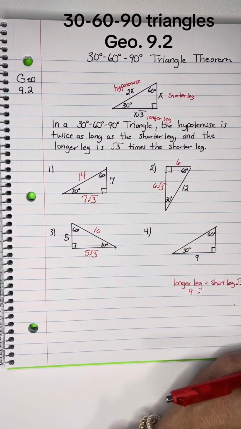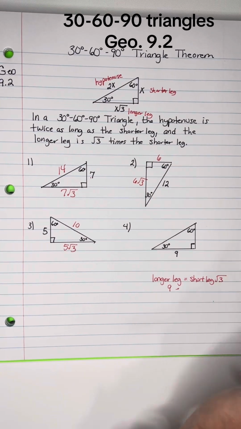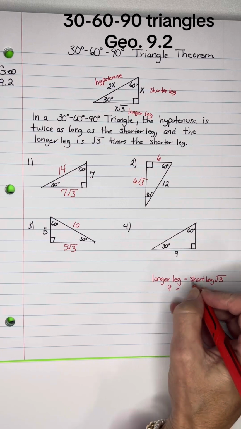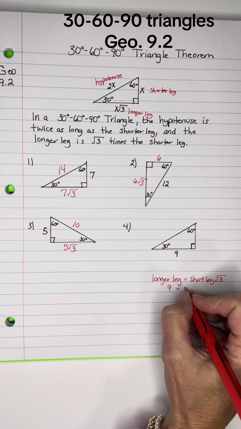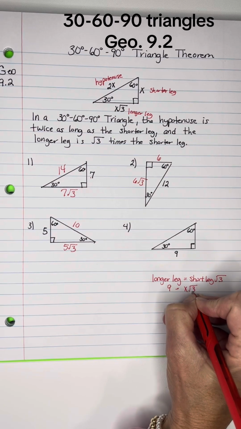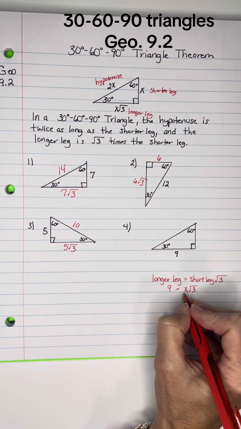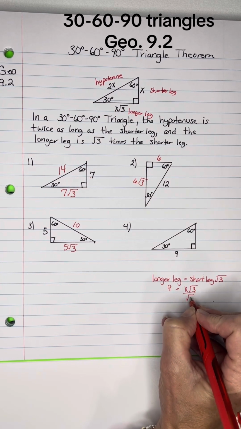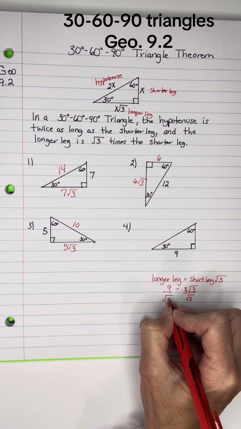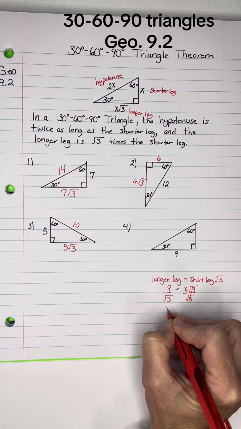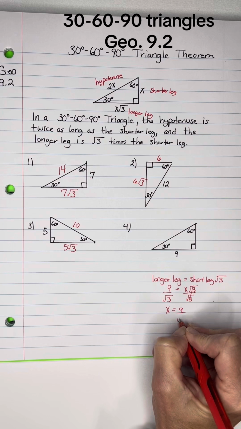And 9 equals the short leg, which I don't know what it is, so let's just call it x right now, times the square root of 3. Then I'm going to get the x alone by dividing by the square root of 3. So x equals 9 over root 3.